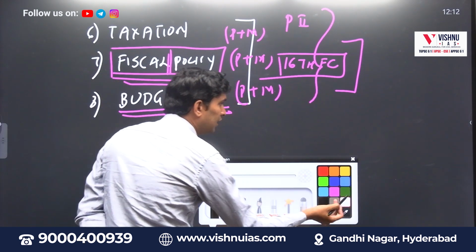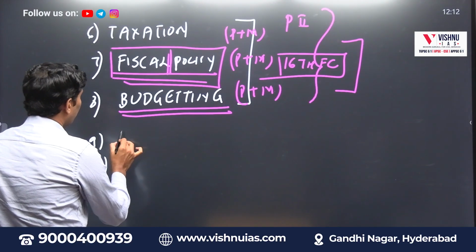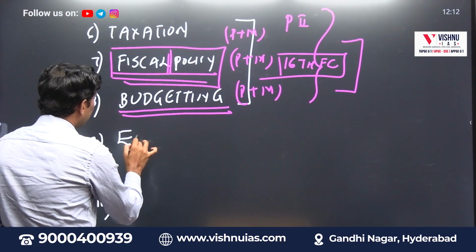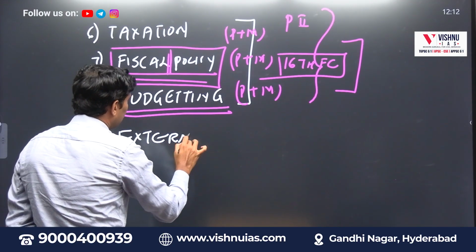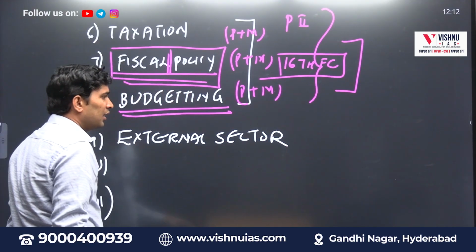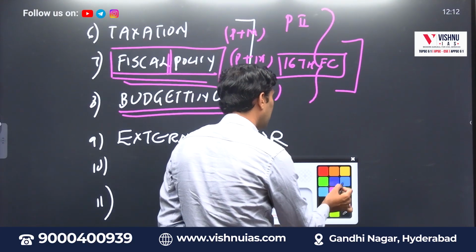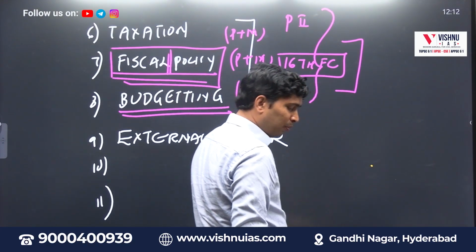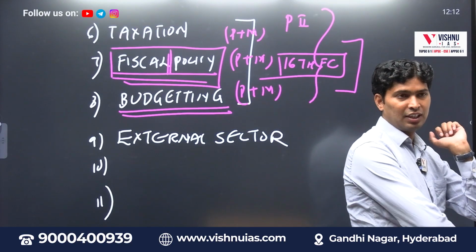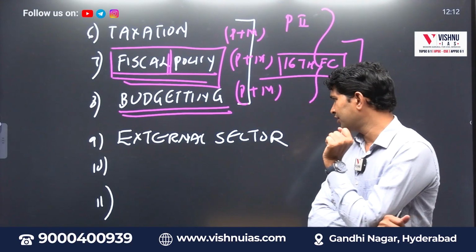Then the next major topic in the syllabus. So if you look at the external sector, in the external sector we are going to cover BOP, current account, capital account, financial transactions account, currency exchange rate systems, appreciation, depreciation, devaluation, convertibility of rupee, FERA, FEMA, all this.